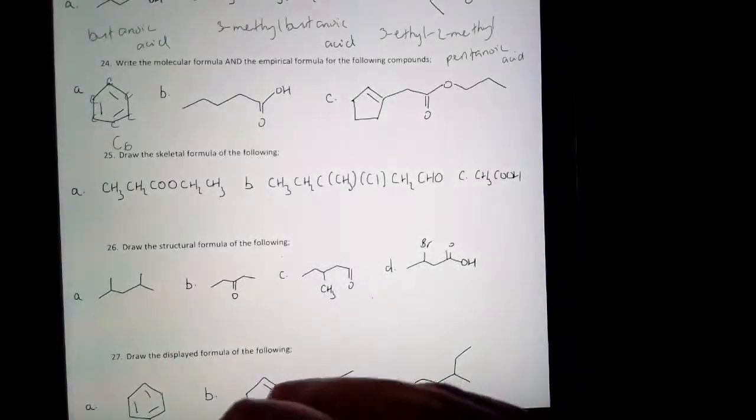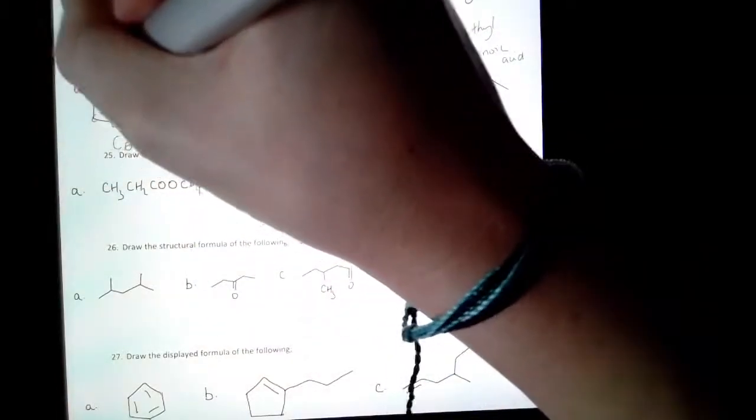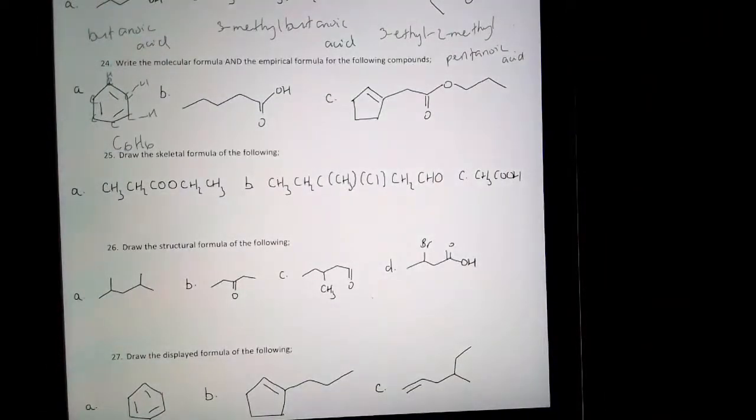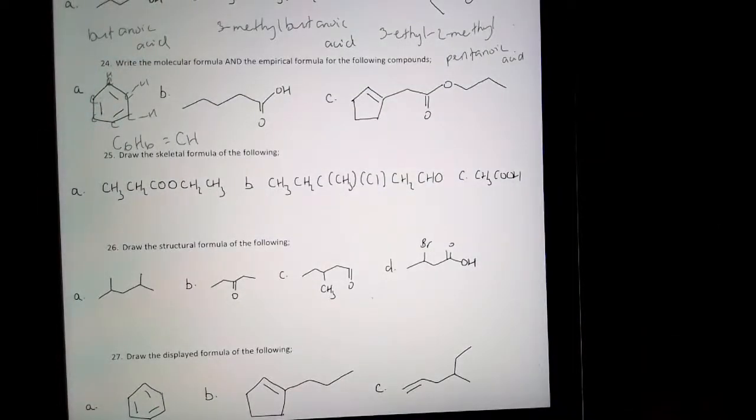If I look at how many hydrogens I've got, each carbon already has 3 bonds to it, which means there is only room for 1 hydrogen on each of those carbons. So I'm going to end up with C6H6 as the molecular formula. The empirical formula is the simplest ratio. So if I've got 6 carbons and 6 hydrogens, that's not the simplest ratio. The simplest ratio would just be CH. I can divide across by 6 and get CH.